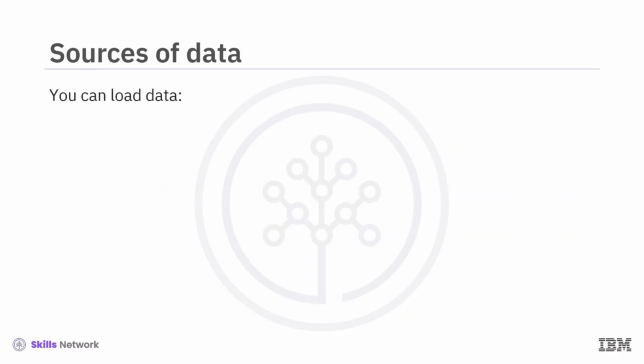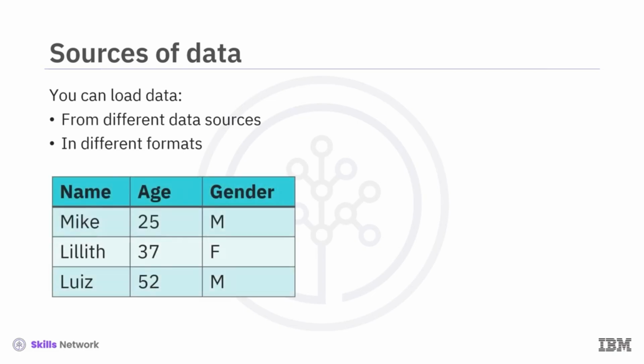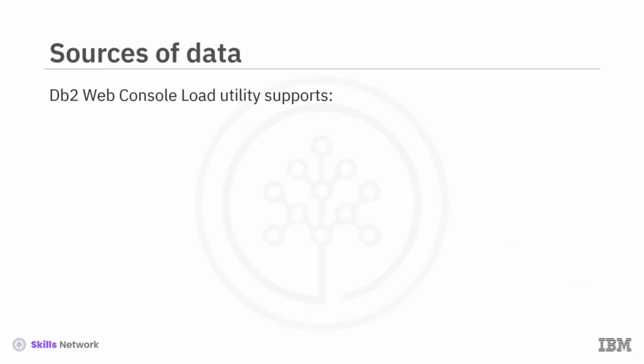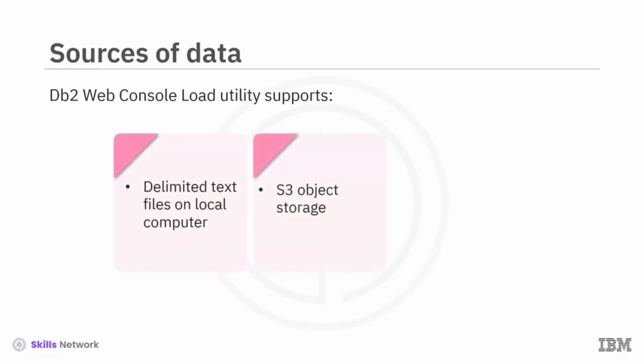Your data might originate from a range of different sources in a variety of formats. For example, you might want to populate your table with information exported from another database in delimited text files or object data output from a bespoke application. In the DB2 Web Console, you can use the Load Data utility to load data stored in delimited text files on your local computer, in S3 Object Storage, that is, the storage service from Amazon Web Services, or in Cloud Object Storage, that is, the cloud storage service from IBM.